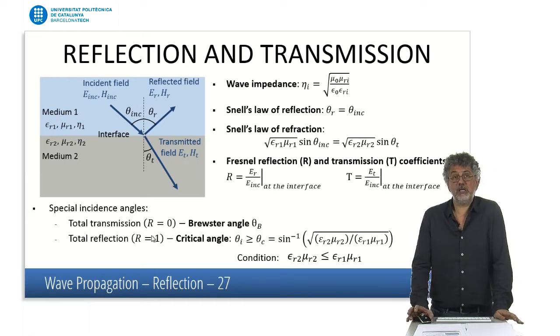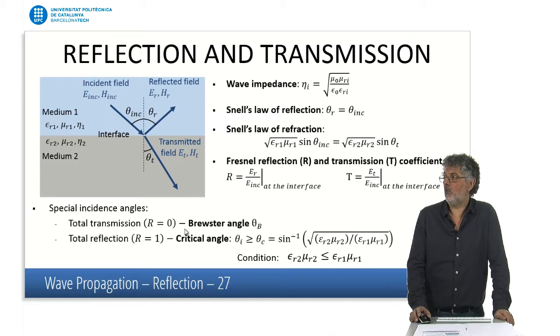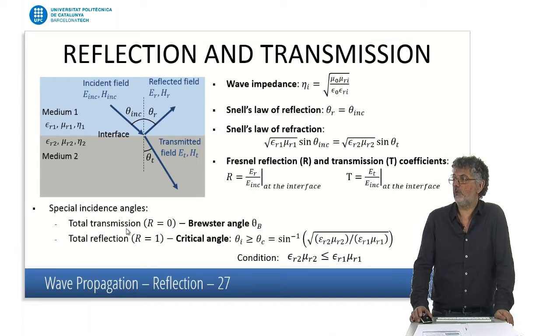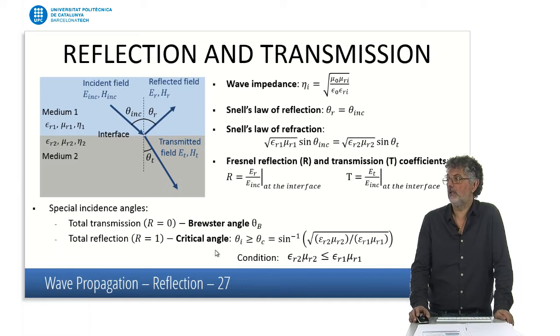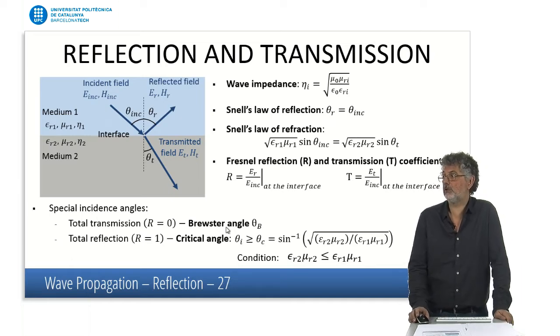There are some special interesting angles. One is the angle for which we have total transmission. That means that the reflection coefficient is 0. So if I have an incident field, there is no reflection and all the field is transmitted. And when this happens, this is called the Brewster angle.